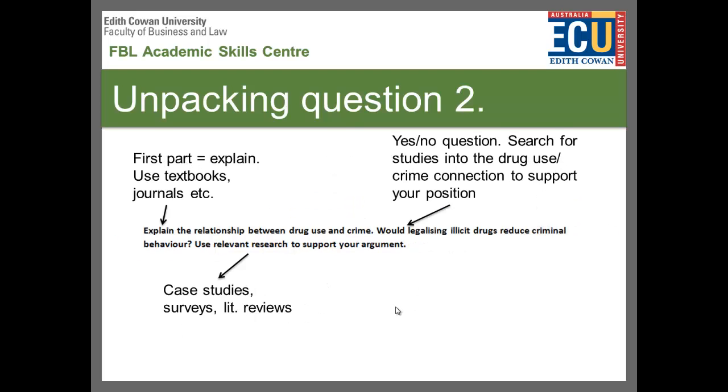For the second topic, explain the relationship between drug use and crime. Again, I think you're going to use drug use and crime as your keywords for the keyword search. That would be a good place to start. This question here, would legalizing illicit drugs reduce criminal behaviour? I know there's been a lot written on this topic, and you might be able to look internationally at countries like the Netherlands, Sweden, Portugal. So it's a yes-no question, and then you need to find the evidence to support your argument and your position.